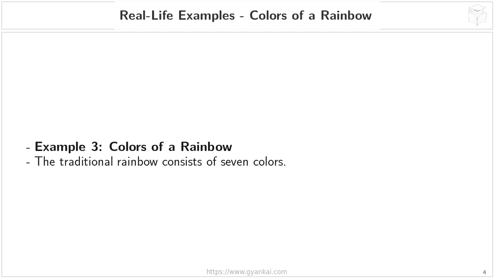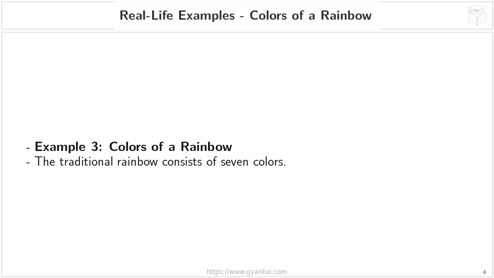Real-life examples, colors of a rainbow. Let's move on to our third example of a finite set. As we've been doing, we're looking at things we can clearly count and list all the items in. This slide focuses on example 3, colors of a rainbow.